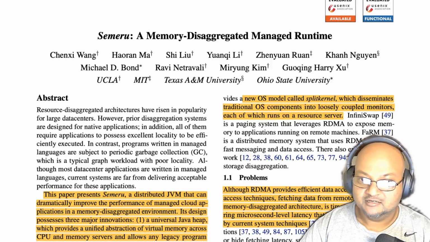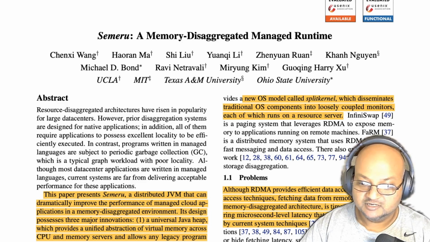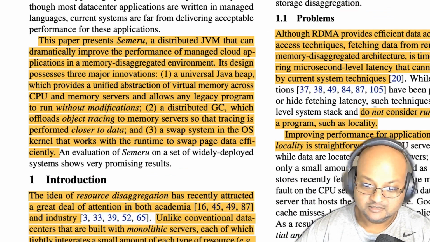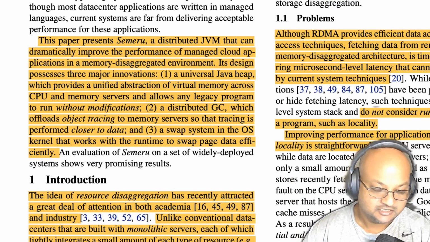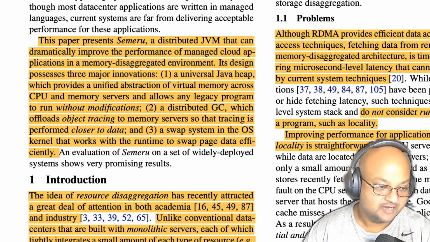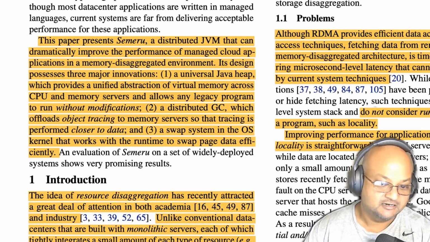Today I want to take a look at a paper from the upcoming OSDI conference. That's the Operating Systems Design and Implementation Conference, which is happening, I believe, in early November. This paper talks about the design and implementation of a Java virtual machine that can run unmodified Java applications on a disaggregated data center architecture.